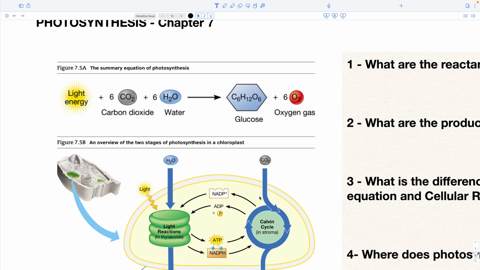The easy way to do that would be to have the arrow go the other way, and that's cellular respiration, except the energy is different, right? Our mitochondria don't use the energy from the sun. They create energy in ATP.